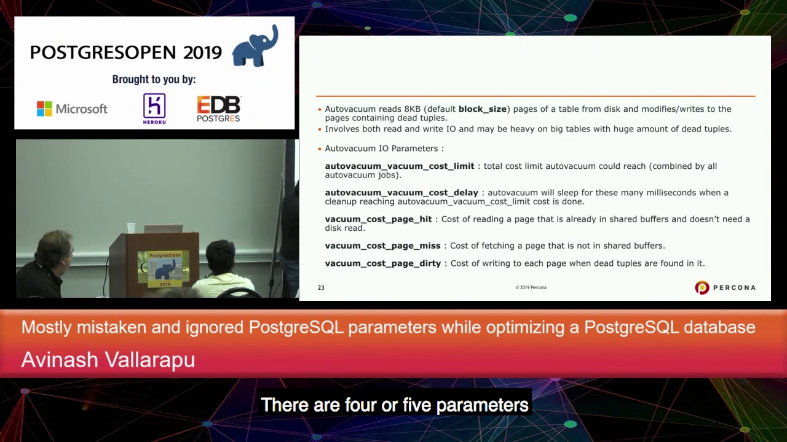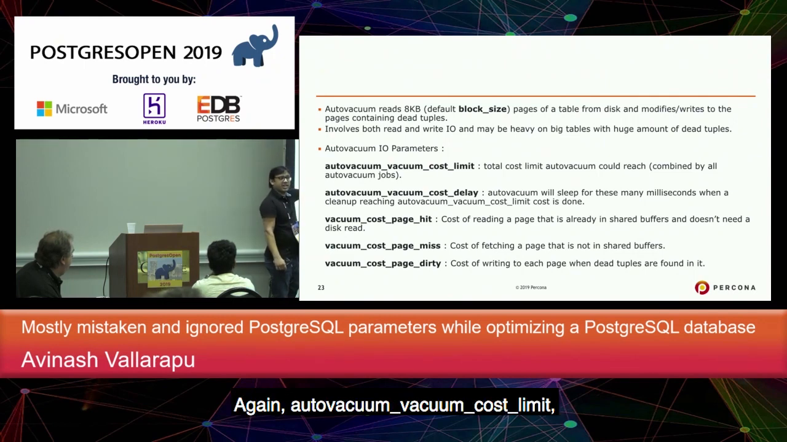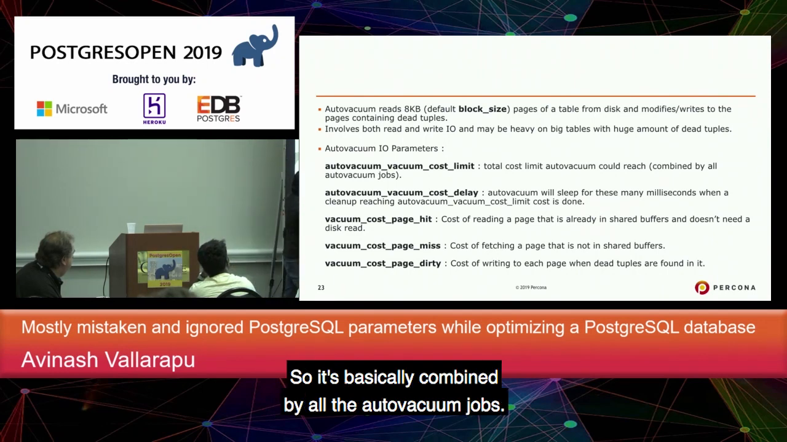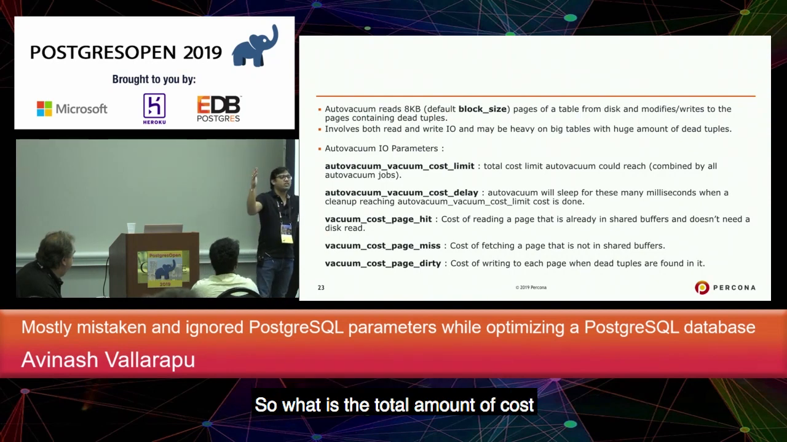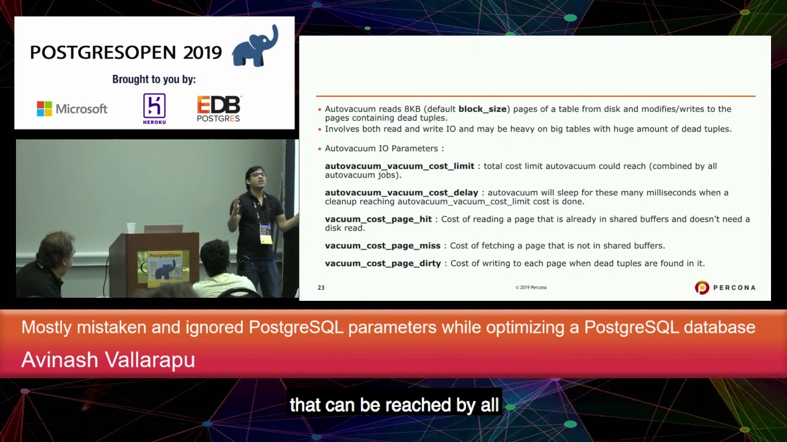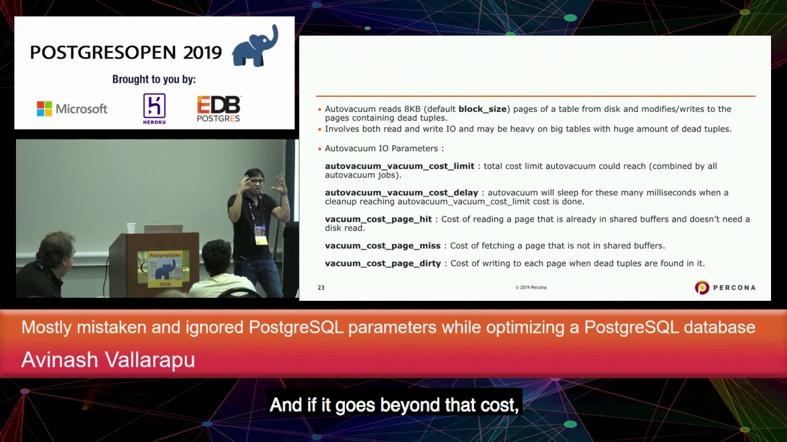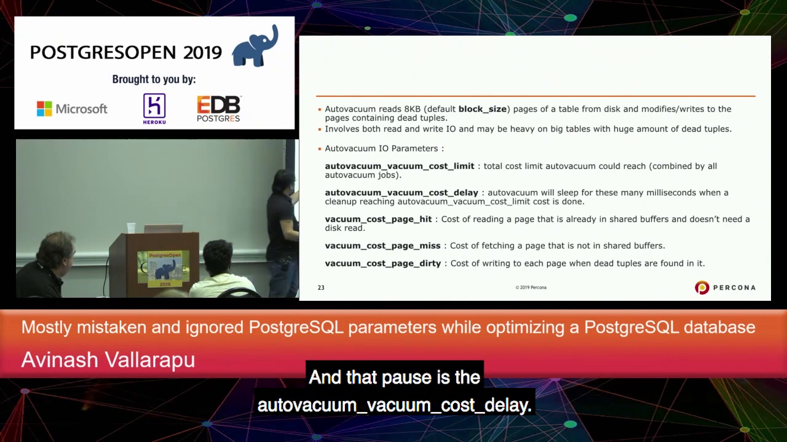There are 4 or 5 parameters that you need to consider. Again, AutoVacuum vacuum cost limit. The total cost limit the AutoVacuum could reach. So it's basically combined by all the AutoVacuum jobs. So what is the total amount of cost that can be reached by all the AutoVacuum processes together? And if it goes beyond that cost, then it needs to pause itself and proceed further after a pause. And that pause is the AutoVacuum vacuum cost delay.